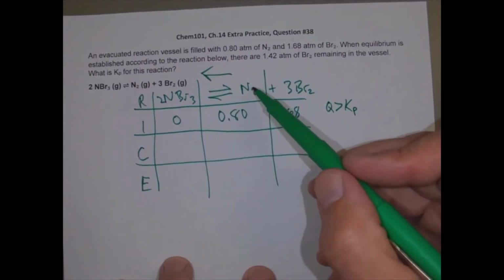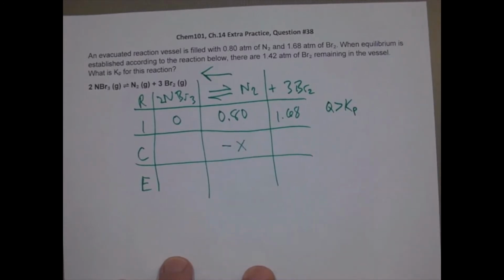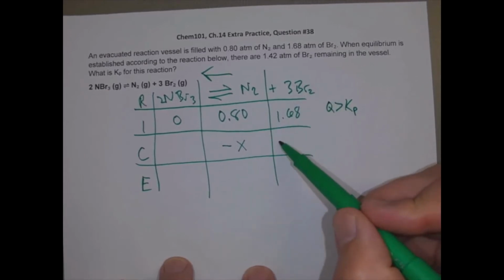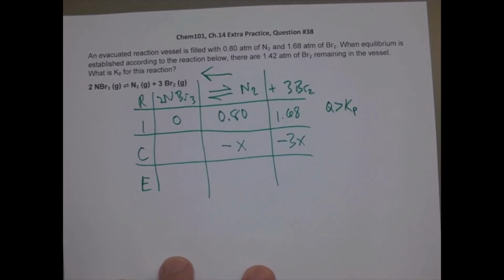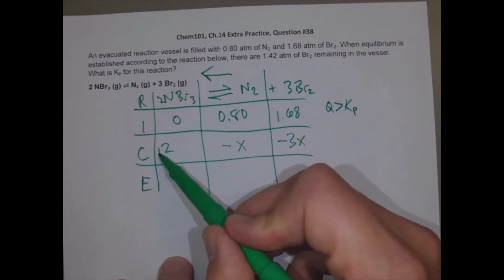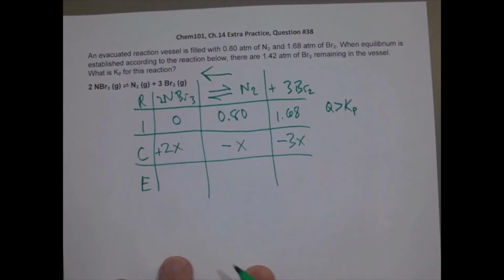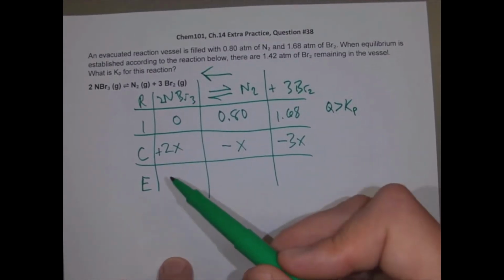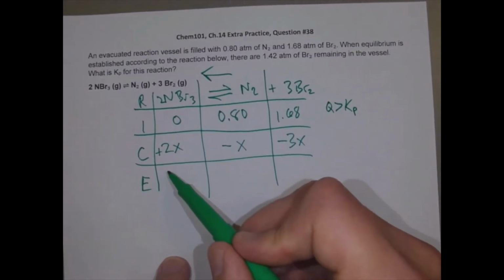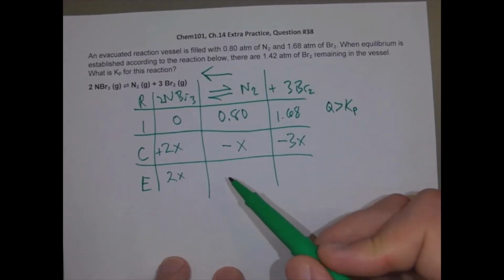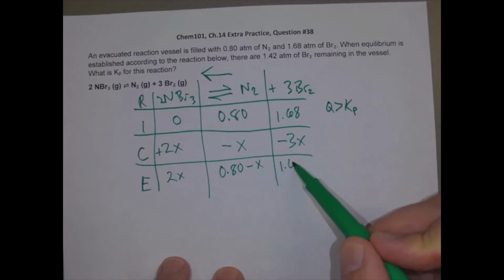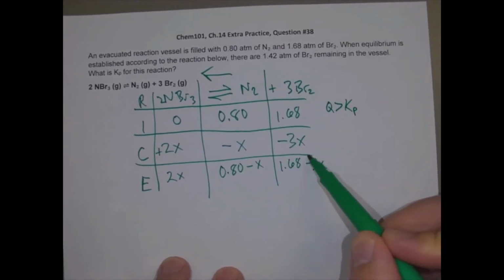Okay, so that means in terms of nitrogen, we're going to lose X amount of it. And for every one of these nitrogens that I lose, 3 bromines, so we're going to lose 3X amount of the bromine. And I know that for every nitrogen and 3 bromines that I react, I form 2 nitrogen tribromides. So that's going to be a plus 2X on that side. And then with the row for the equilibrium amounts, we just add up these columns. So this one is just going to be 2X. This one is going to be 0.80 minus X. And this one is going to be 1.68 minus 3X.